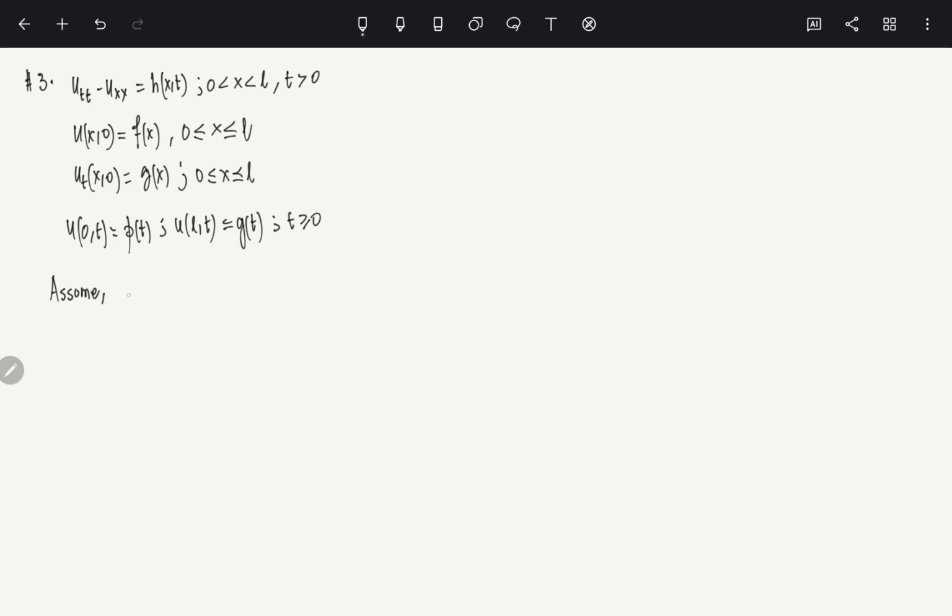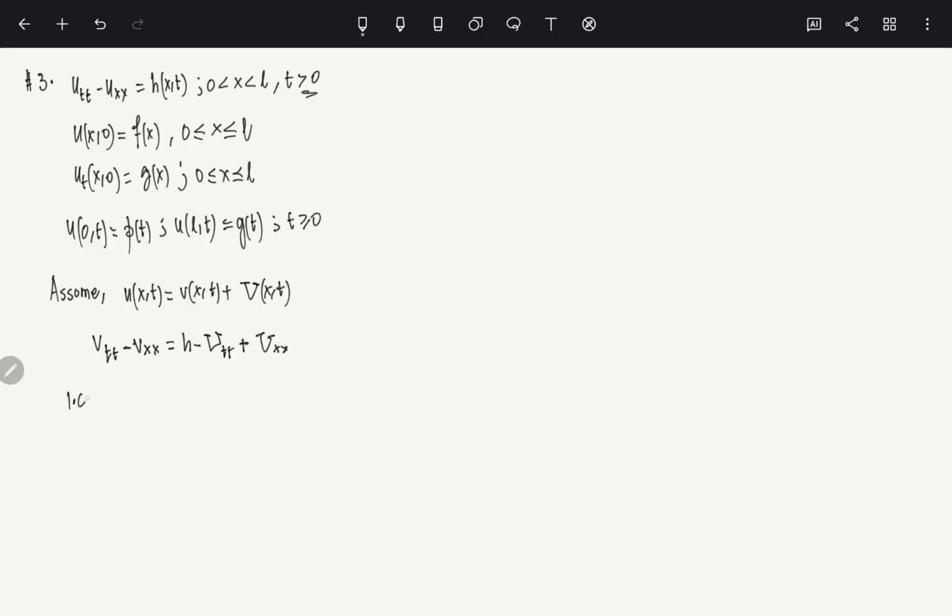Assume the solution u of x, t should look like v of x, t plus capital U of x, t. Is it okay? This is what we are assuming. Now if you substitute it in the first equation, what do you get? You get v_tt minus c squared v_xx is equal to h minus capital U_tt plus c squared capital U_xx.